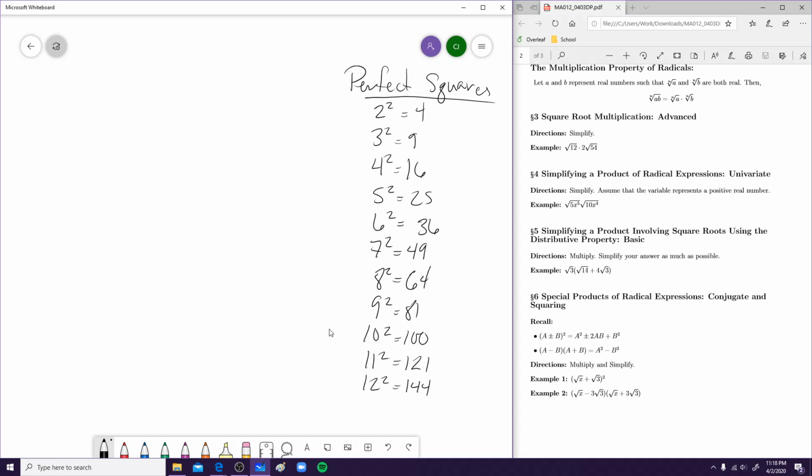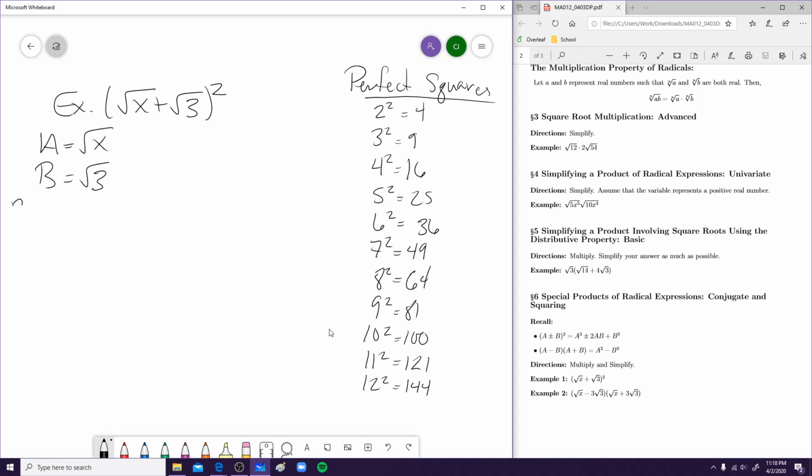Finally. Alrighty. Now let's get started with our examples. So example 1, we want to do the square root of x plus square root of 3 quantity squared. Right? So I'm going to use the perfect square trinomial. So in our case, a is the square root of x, b is the square root of 3.